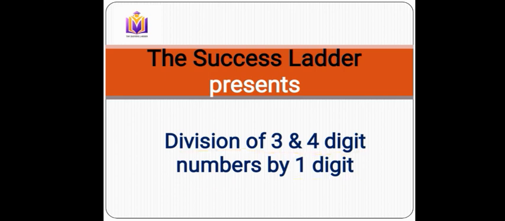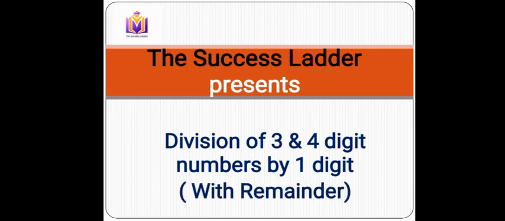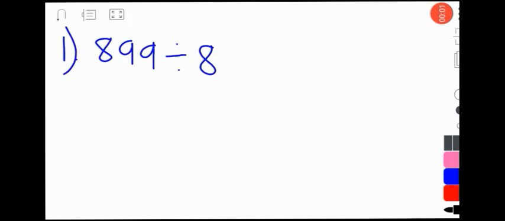And in this video we'll be dividing 3 and 4 digit numbers by 1 digit, including questions that include a remainder. In the previous video we did dividing 1 and 2 digit numbers by 1 digit, but in this video we'll include 3 and 4 digits. So let's start. The first question is 899 divided by 8. Let us see how we can divide this.